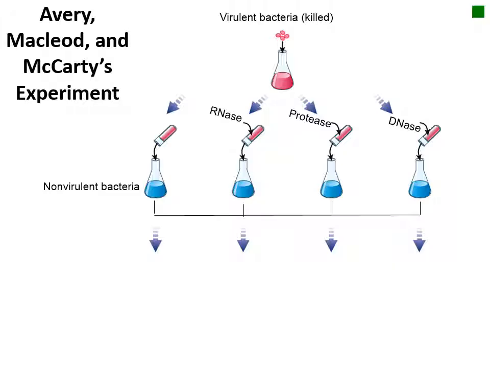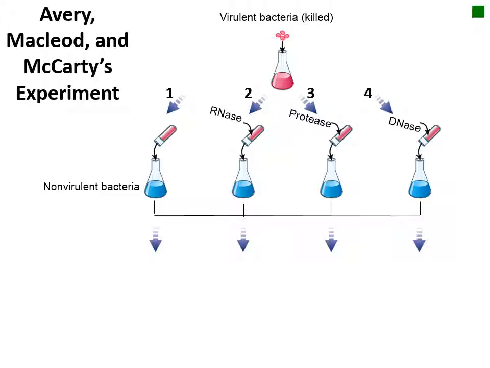There were 4 different conditions for their experiment. The first had nothing added. This was the control that was identical to Griffith's experiments. The second had RNase added. RNase is an enzyme that degrades RNA molecules. The third condition was protease added. Protease is an enzyme that degrades proteins. And the fourth had DNase added, which is an enzyme that degrades DNA.